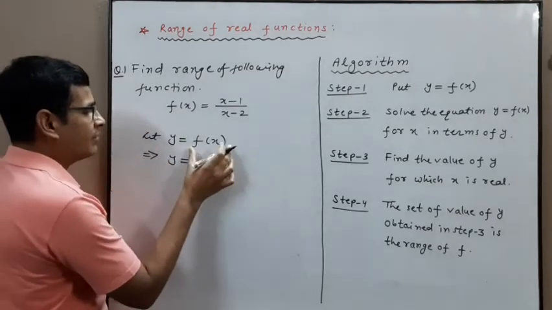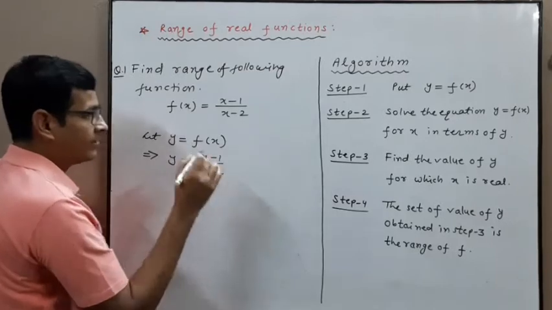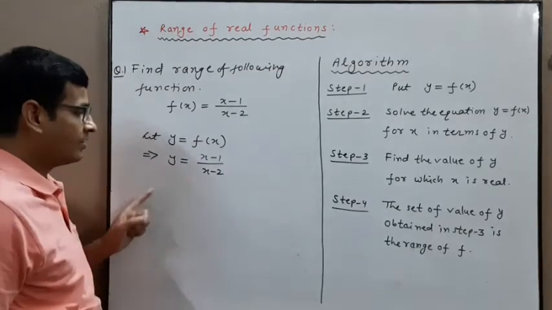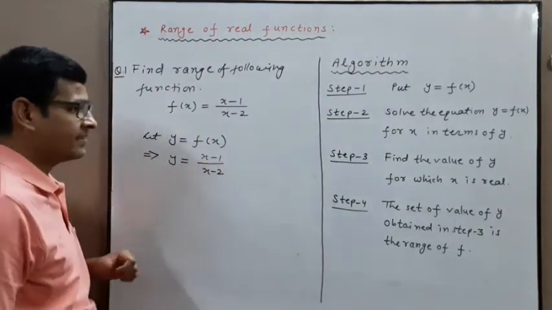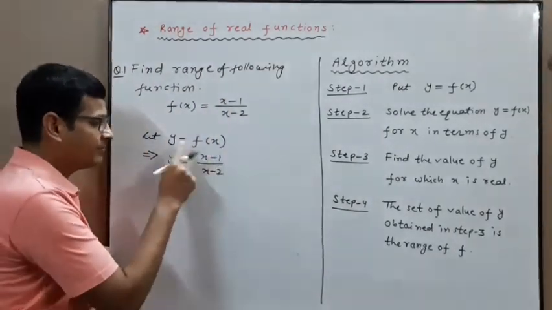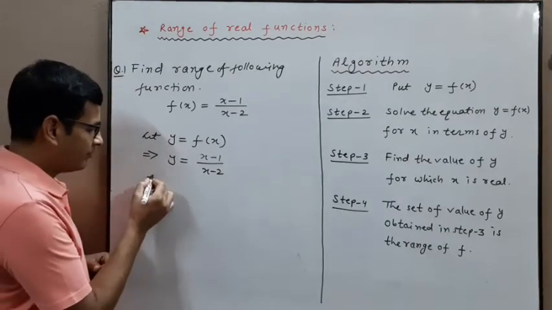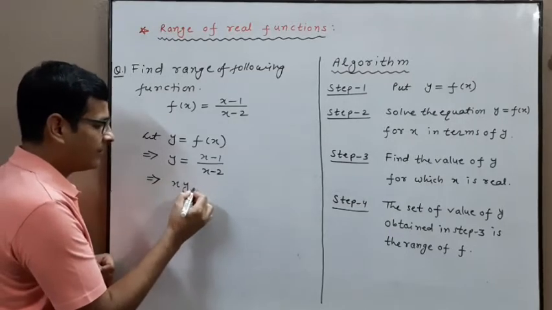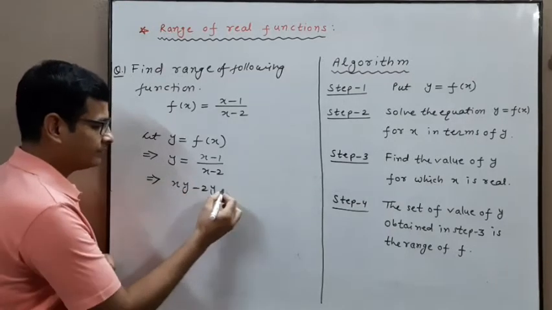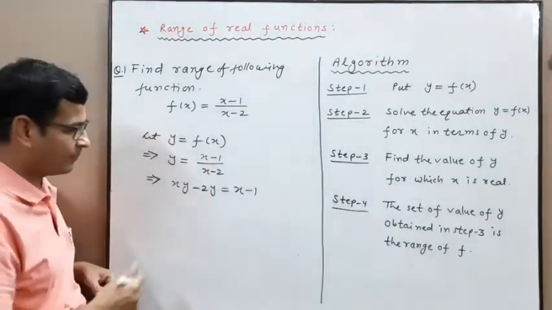Now substitute the value of f(x): y equal to (x minus 1) upon (x minus 2). Step 2, solve the equation y equal to f(x) for x in terms of y. Means from this equation find the value of x in terms of y. Cross multiply: y into x, xy minus 2y equal to x minus 1.